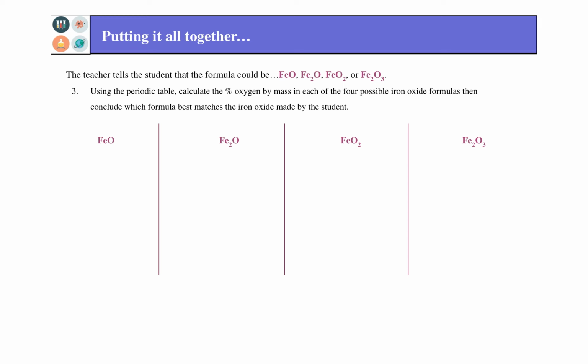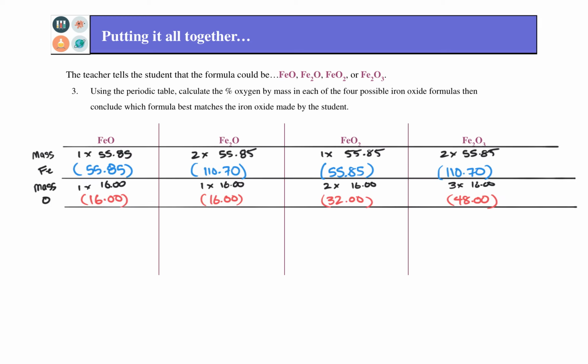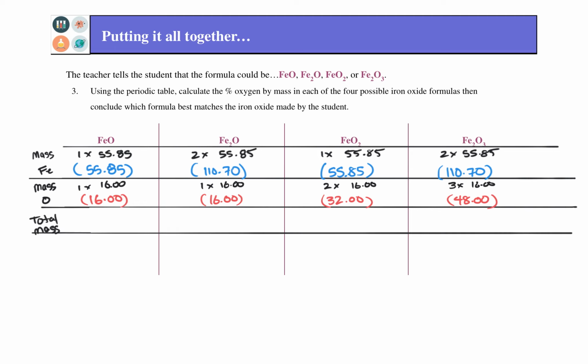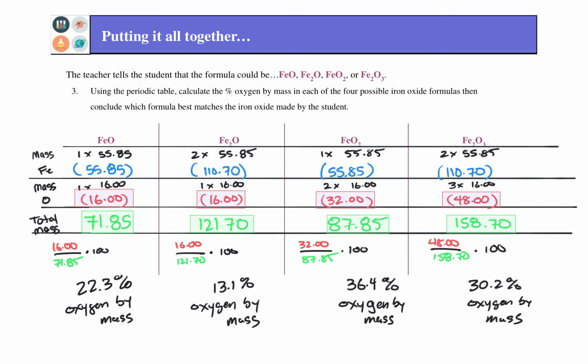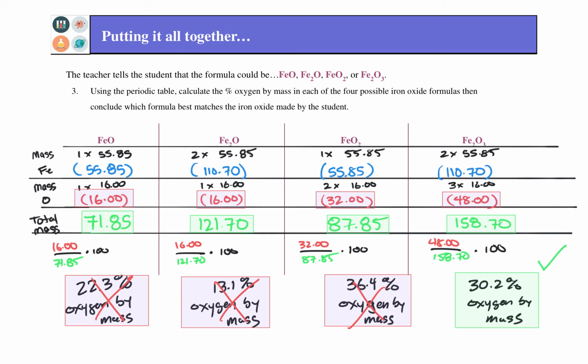So for each compound, we find out the total amount of iron in the compound, the total amount of oxygen in the compound, the total mass of the compound, and then we simply take the mass of the oxygen divided by the total compound times 100 to find the percent mass by oxygen in each compound. Matching the percentage we got from our lab data, which is 30%, to the percentage from these known values from the periodic table, we see that our compound was Fe2O3, since both had 30% oxygen by mass.